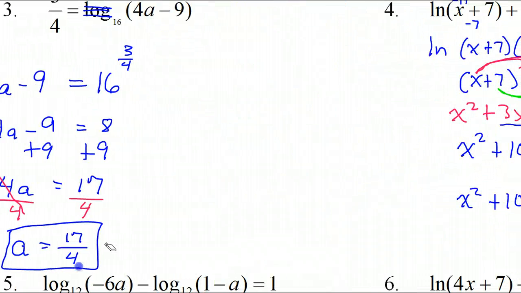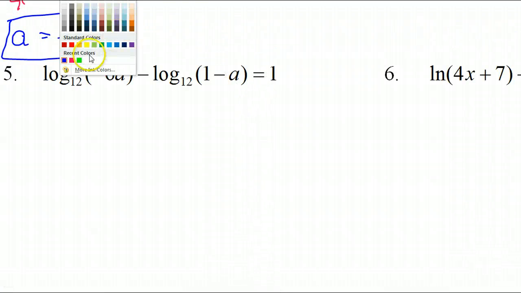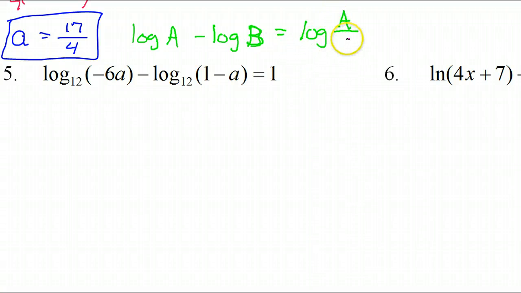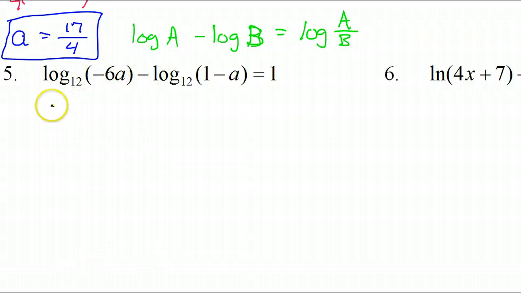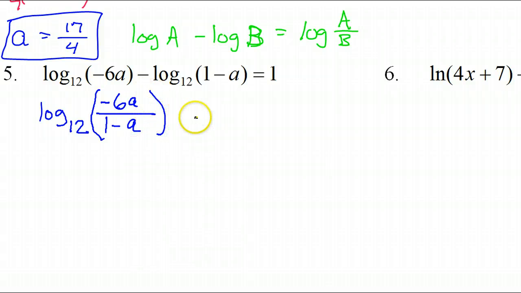Alright, let's look at number 5. Alright, this is going to be a similar type of thing. Once again, remember your condensing rules. Remember that if I have log of a minus the log of b, this will condense to a single log and become division. So it will be the log of a over b. Alright, subtraction becomes division. So that's what's going to happen here, because I have the difference of two logs. I'm subtracting. So this will become a single log when I condense, be log base 12 of negative 6a over 1 minus a, okay, is equal to 1.